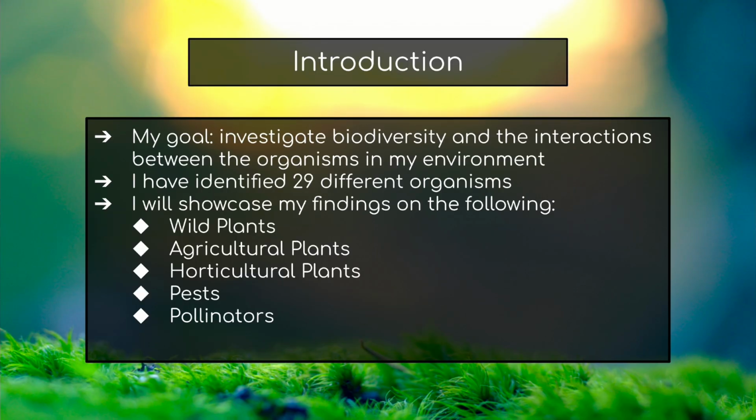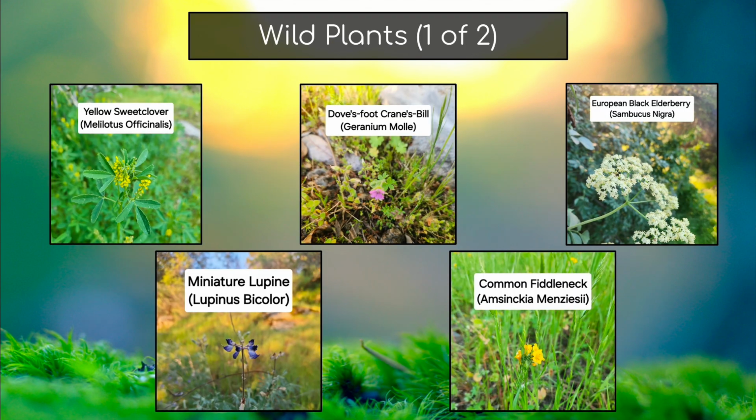My goal for this assignment was to investigate biodiversity and the interactions between the organisms in my environment. Over the course of the survey, I identified 29 different organisms, which I have categorized into the five main groups for analysis. These groups are wild plants, agricultural plants, horticultural plants, pests, and pollinators. Let's start off by discussing the wild plants.